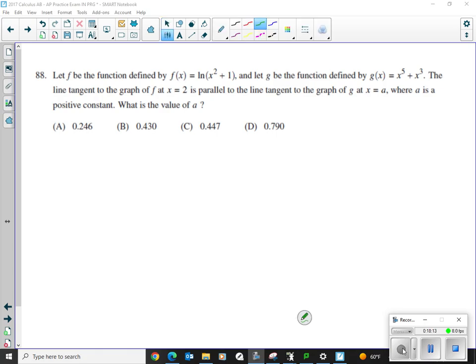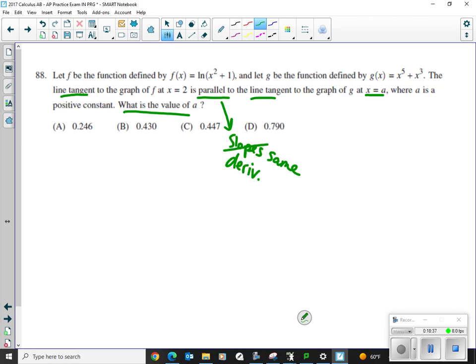We know what we need to solve for. I know that the line of f at 2 is parallel to the line at g where x equals a. Parallel means that the slopes are the same. And this is calculus, so we are going to say the derivatives are the same. So I need to take the derivative of this at x equals 2. When I find the derivative at 2, that should be equal.